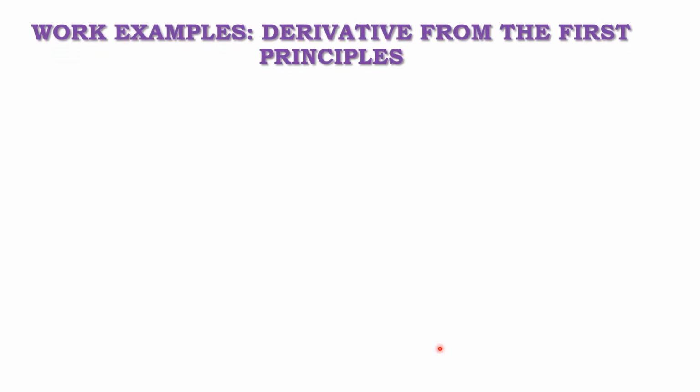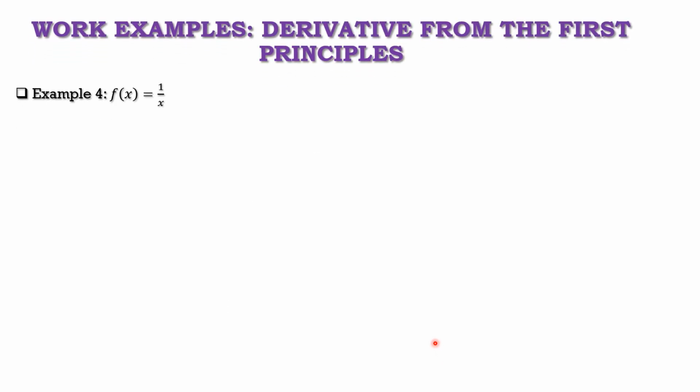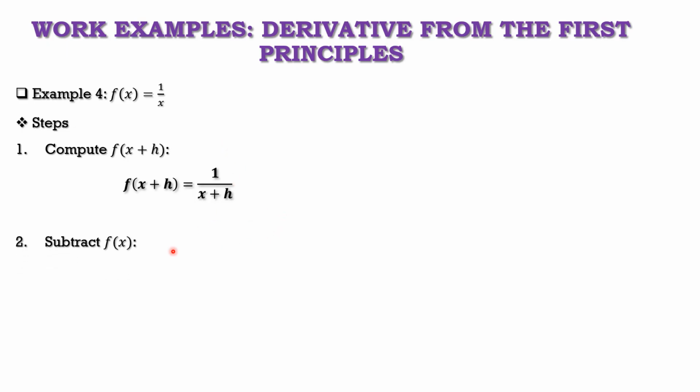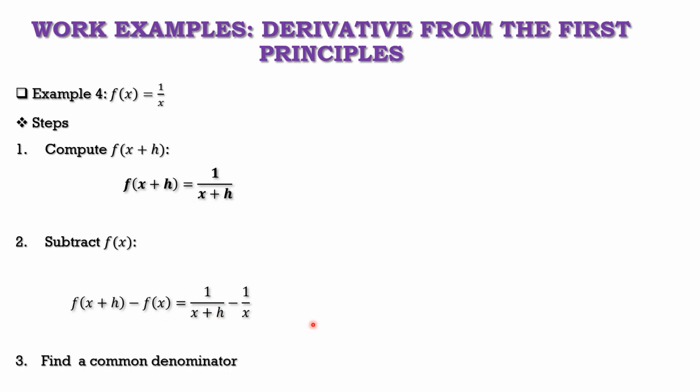Now, let's move to another example that deals with a fraction. We have to understand these steps. We have to compute f of x plus h. So computing f of x plus h will be anywhere you see x, substitute your x plus h. Then the next step is to subtract f of x from the f of x plus h and have your numerator. So it means that f of x plus h minus f of x is equal to 1 over x plus h minus 1 over x. When you do that, we have to find a common denominator.